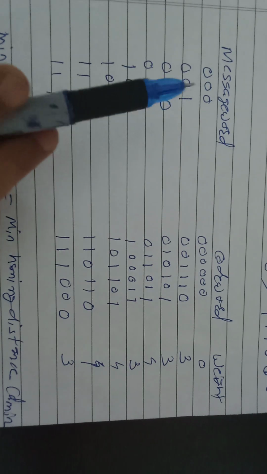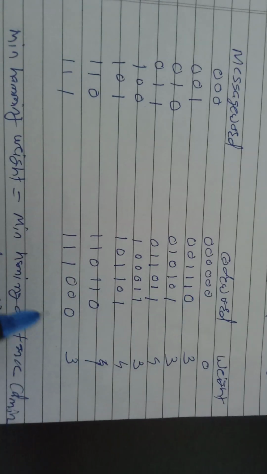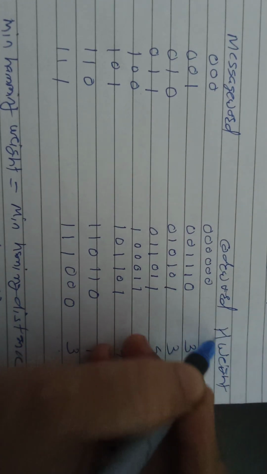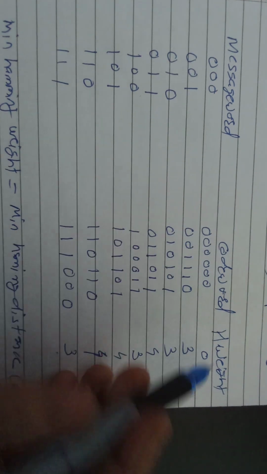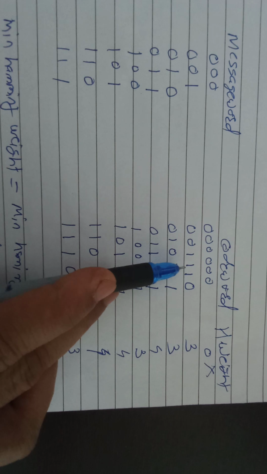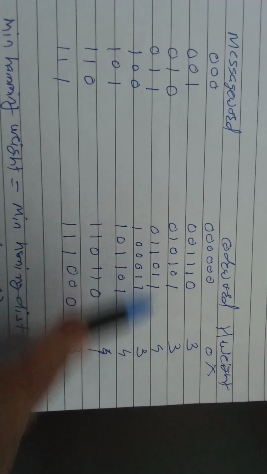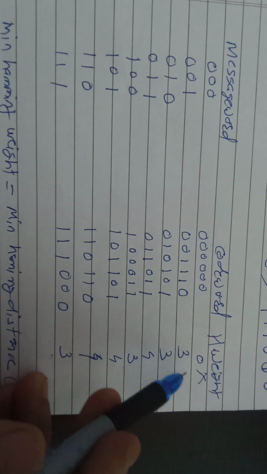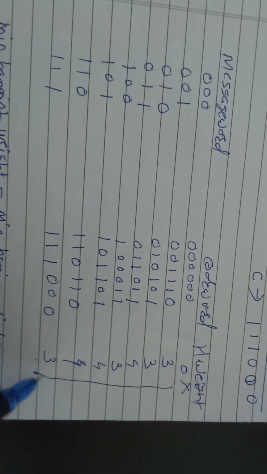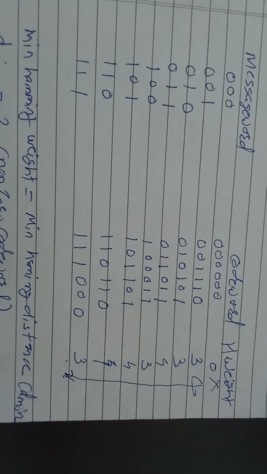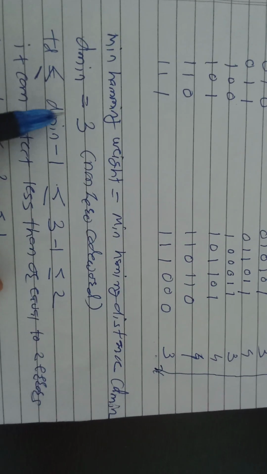Now you will form the table like this. That message word is this one, that code word is like this. So you have to write here the weight, which is called Hamming weight. So here you are not considering this one. So here 3, number of ones, 3 3 4 3 4 4 and 3. Now amongst these, what is minimum? Minimum is 3. So this minimum Hamming weight is minimum Hamming distance. So minimum Hamming distance is 3.